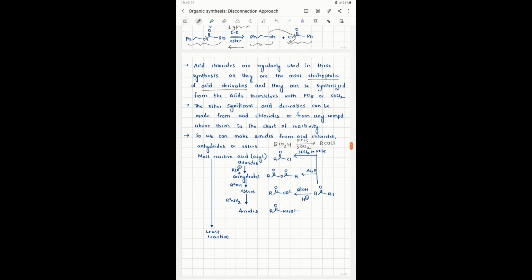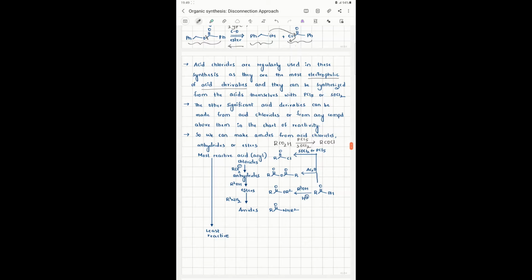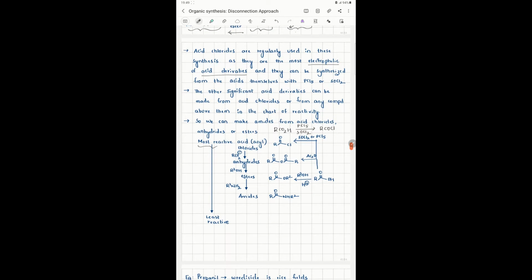Now if I observe this chart, it tells about the most reactive system and the least reactive system, under which acid chlorides are the most reactive and amide systems the least reactive. How are acid chlorides synthesized? When an acid reacts with thionyl chloride or PCl5, I get an acid chloride. When an acid reacts with an acetic anhydride system, I get an anhydride, but their reactivity is less than that of acid chlorides.